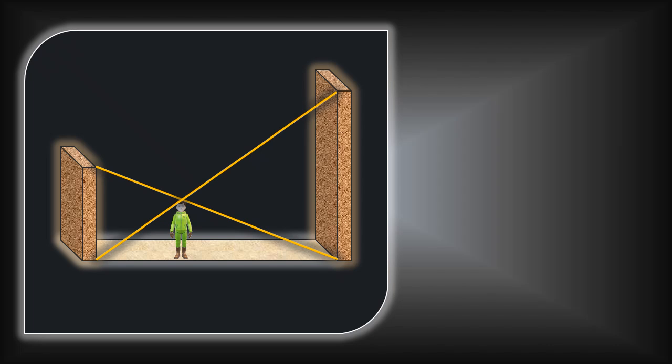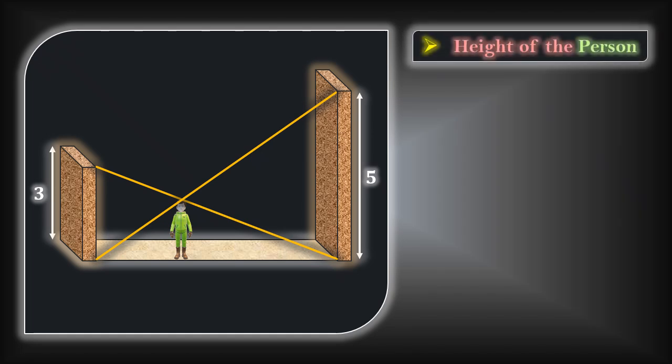In today's video, we have two walls facing one another. One of the walls has a height of 5 units, while the other wall has a height of 3 units. A straight line is drawn from the top of the wall, measuring 5 units, to the foot of the wall, measuring 3 units. And another straight line is drawn from the top of the wall, measuring 3 units, to the foot of the wall, measuring 5 units. At the intersection point of these two straight lines, a man is standing upright, exactly as shown in the diagram. The objective of this exercise is to determine the height of this man.